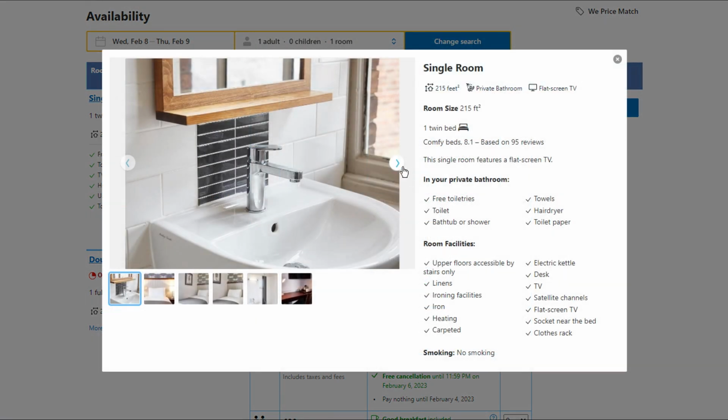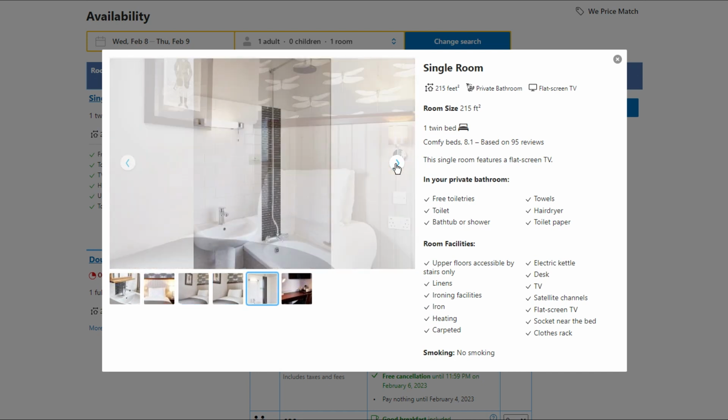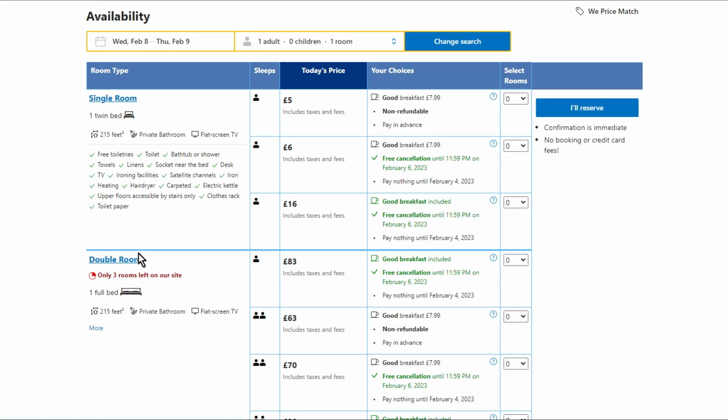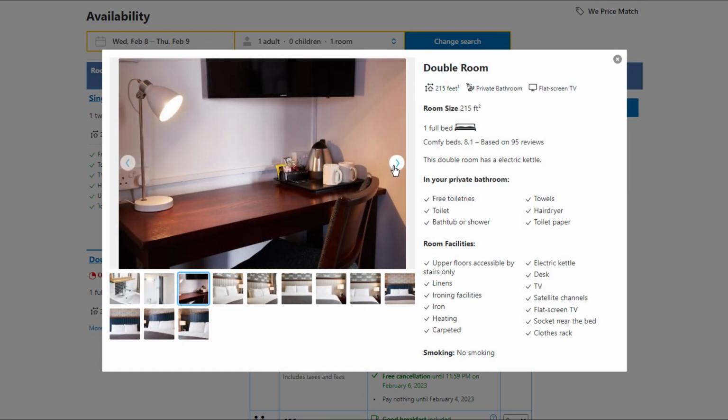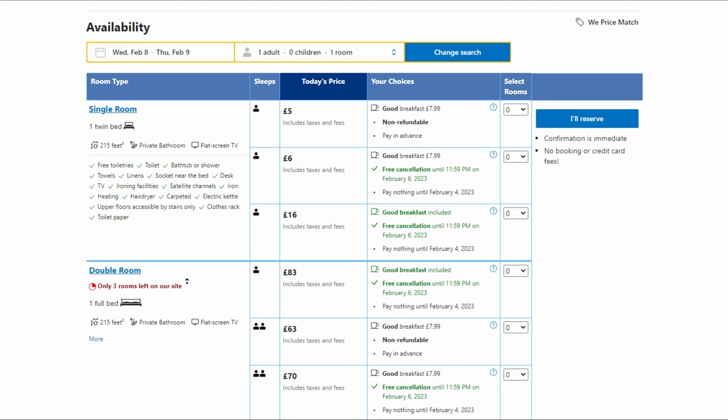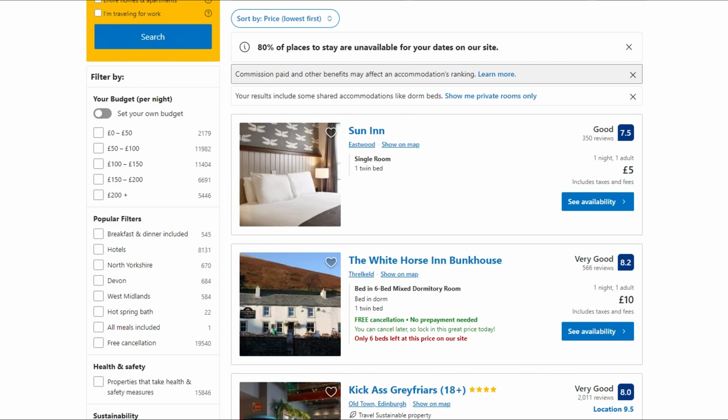So you take a look at a single room, that looks nice. You wouldn't get that for £5, especially not in this country. If you look at the double room, it's pretty much the same thing, but with a double bed. So this one is clearly a mistake. So I'm not going to include this one on my list.